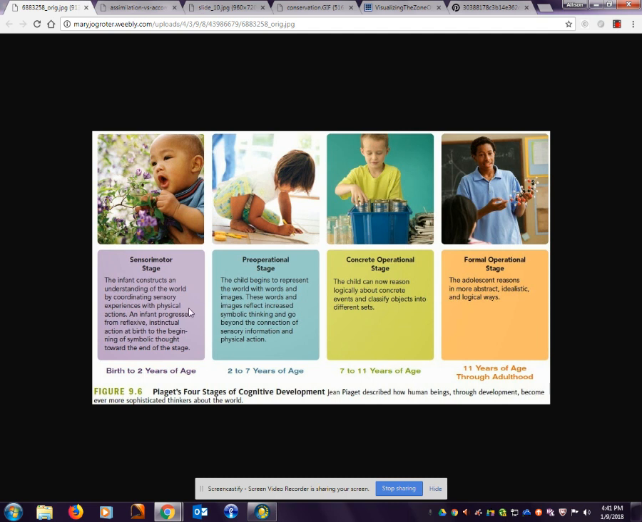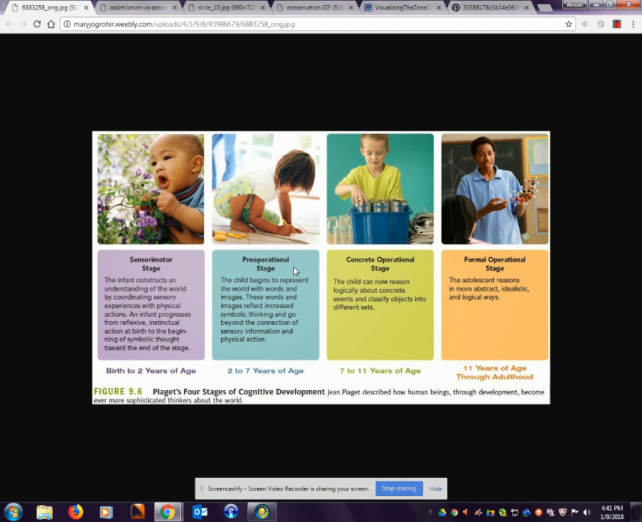So in that sensory motor, they're just trying to coordinate their senses with their physical actions. They're reflexive, but eventually are able to use symbolic thought. In that next stage, pre-operational, so they're building up to this, they are able to go beyond the idea that there's an object, it exists, we know what this symbolizes. They can use words, they can use visuals to represent what all of that means. Then we eventually go to that concrete operational stage.